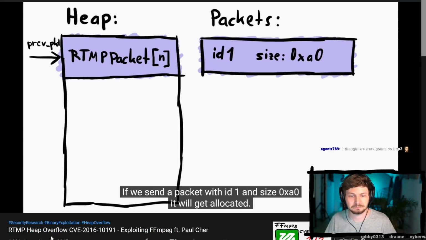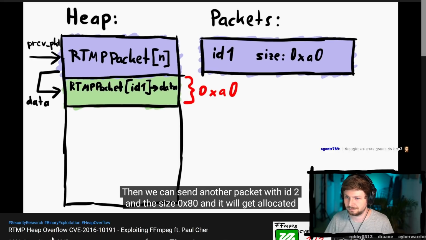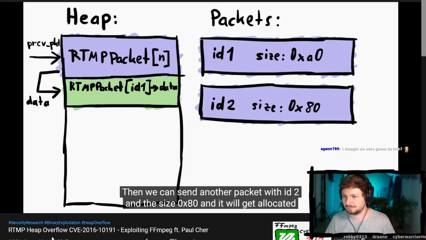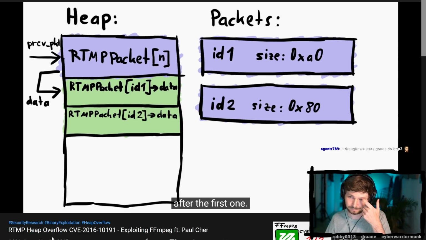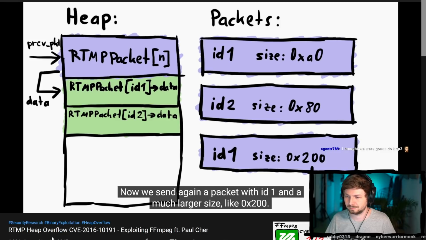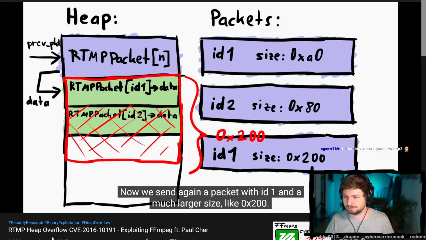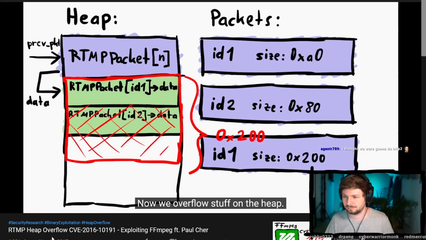If we send a packet with ID 1 and size hex A0, it will get allocated. And then we can send another packet with ID 2 and the size hex 80. It will get allocated after the first one. Now we send again a packet with ID 1 in a much larger size, like hex 200. Now we overflow stuff on the heap.